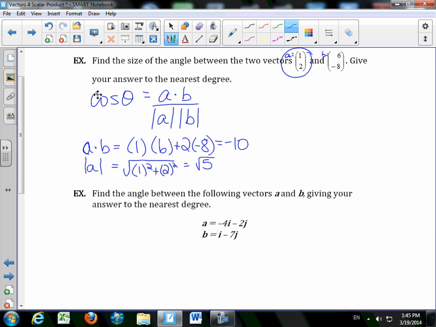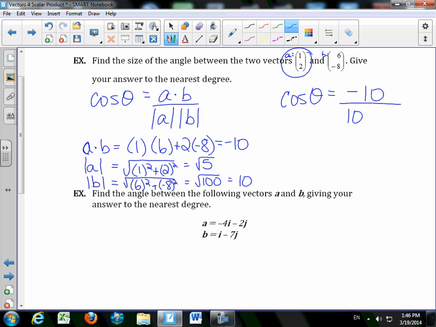And the last one, to find the length of vector B, we take the square root of 6 squared plus -8 squared, which is the square root of 36 plus 64, which is 100, so that equals 10. So you can then take those three values and plug them into the formula. It's going to be cos theta equals the dot product, which we found to be -10, divided by A times B. That's going to be root 5 times 10, so 10 root 5.